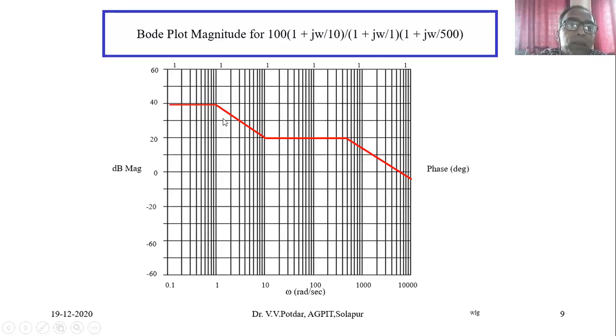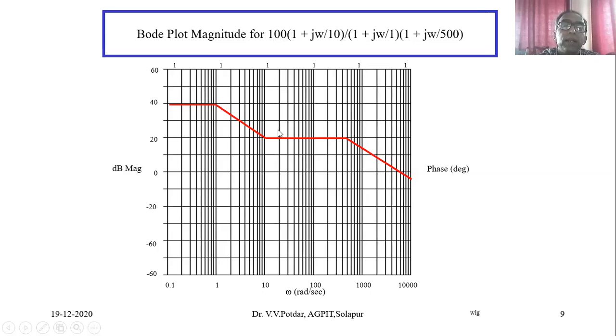So I first of all mark the corner frequencies. The first corner frequency is at omega equal to 1, the second corner frequency is omega equal to 10, and the third corner frequency is omega equal to 500. So this is my third corner frequency. I mark the points. Then my line starts with the constant term k.